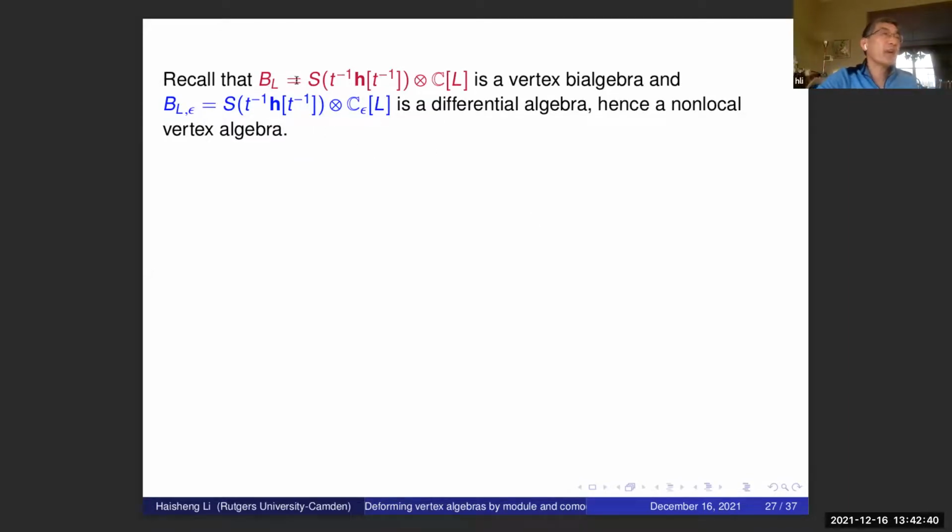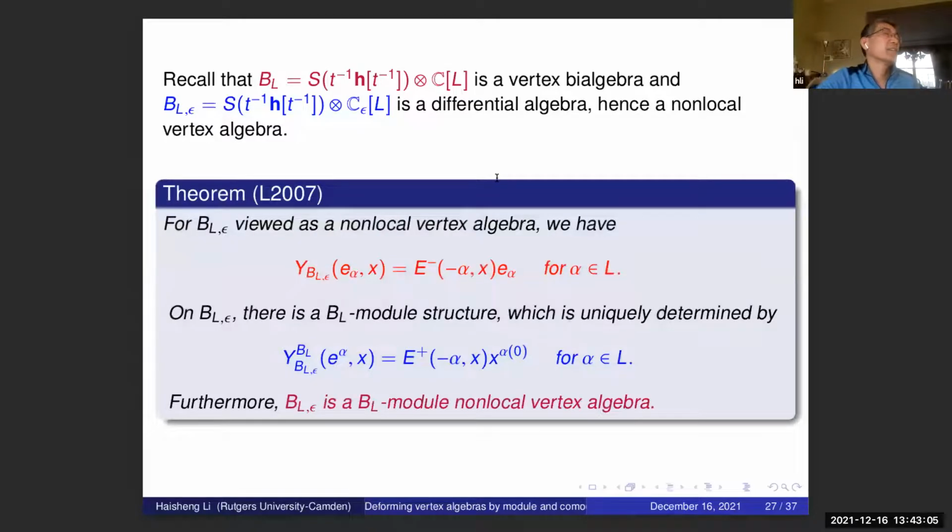So we recall BL first, without using the twist. It is a bialgebra, commutative, co-commutative, everything. On the other hand, we have BL epsilon, because the twisted part is non-commutative anymore, but it's a differential algebra, also a non-local vertex algebra. So they share the same space anyway. Small change. For BL epsilon, it's a differential algebra. Naturally, it's a non-local vertex algebra by Bakalov's construction. Very interesting.